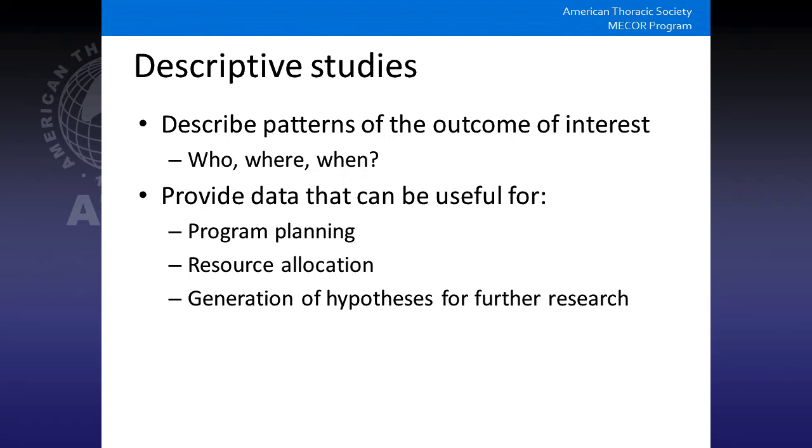So descriptive studies have a very important place in clinical epidemiology, in public health, and in medicine. They primarily describe patterns of the outcome of interest, and that's particularly true for cross-sectional studies that we'll talk about in more detail. They answer these three important questions of who, where, and when. Who is affected? Where is it occurring? Where are the hot spots, in other words? And what is the time? What are the time factors there? When did it happen? What is the time course?